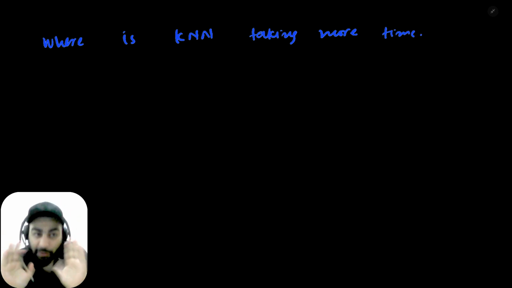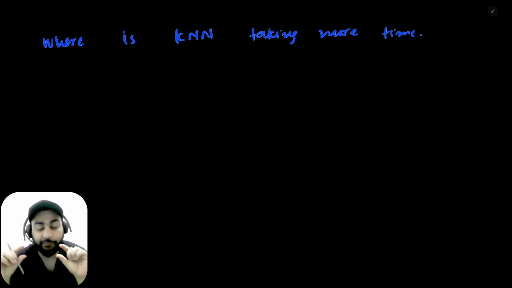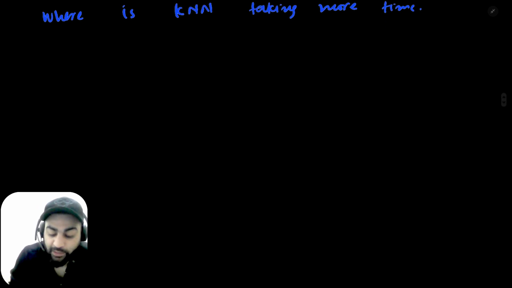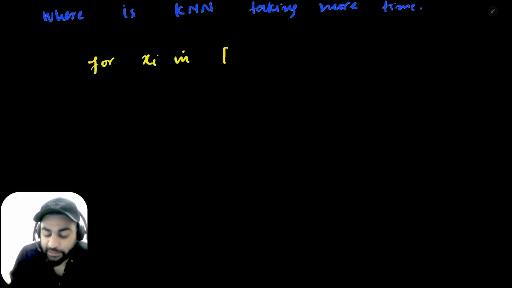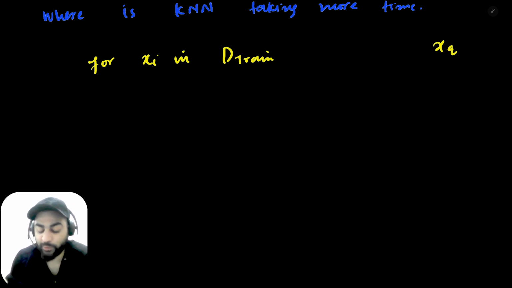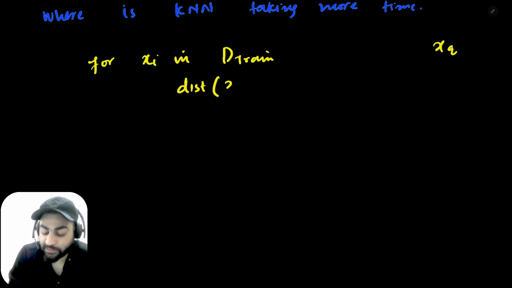Where is KNN taking more time? That's the thing we should first be able to analyze. This is the part where KNN takes most time. I somehow need to find smarter ways so that I can change this part. Again, I'll write the KNN. For xi in D train, we took this xi in D train, and because we had this query point xq, for each xi in D train, we computed the distance of this xi with xq.